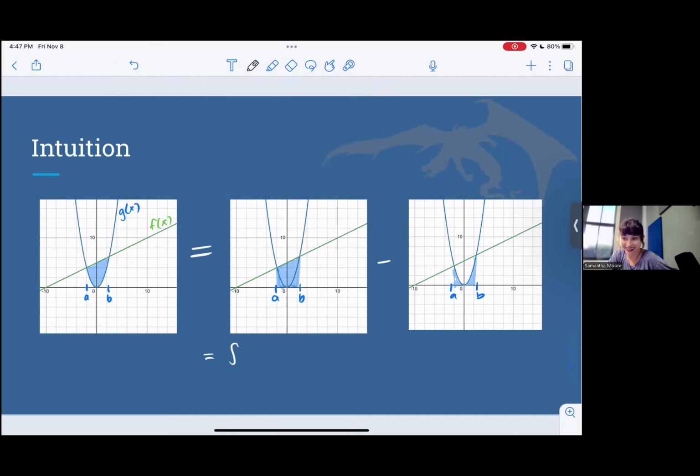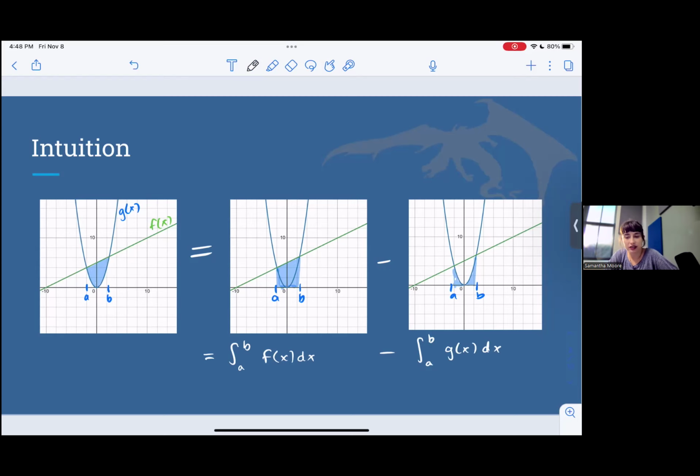Okay, so with our notation now, we can rewrite each of those areas as an integral. So that first one is the integral from a to b. This is the area under the green graph, so this is the area under f of x dx, minus the integral also from a to b, and that's the area that's just under g of x dx.